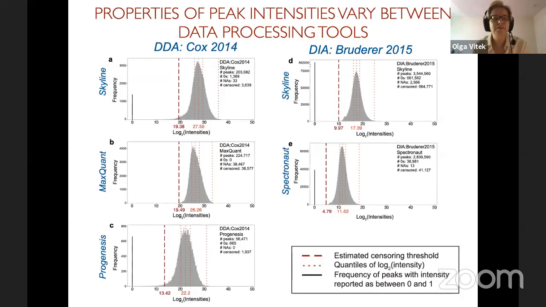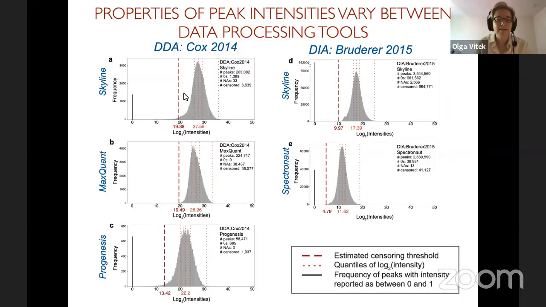So the second thing is, how do we actually model missing values and non-missing values, right? So how do we accurately represent peak intensities, given the fact that we try to work with different data processing tools? So this is an example. These are two data sets here. This is a data-dependent acquisition data set from Jürgen Cox's LFQ paper. And this is a data-independent acquisition data set from Bruderer and colleagues. And so this data set is processed with three tools: Skyline, MaxQuant, and Progenesis. And this is processed with Skyline and Spectronaut.